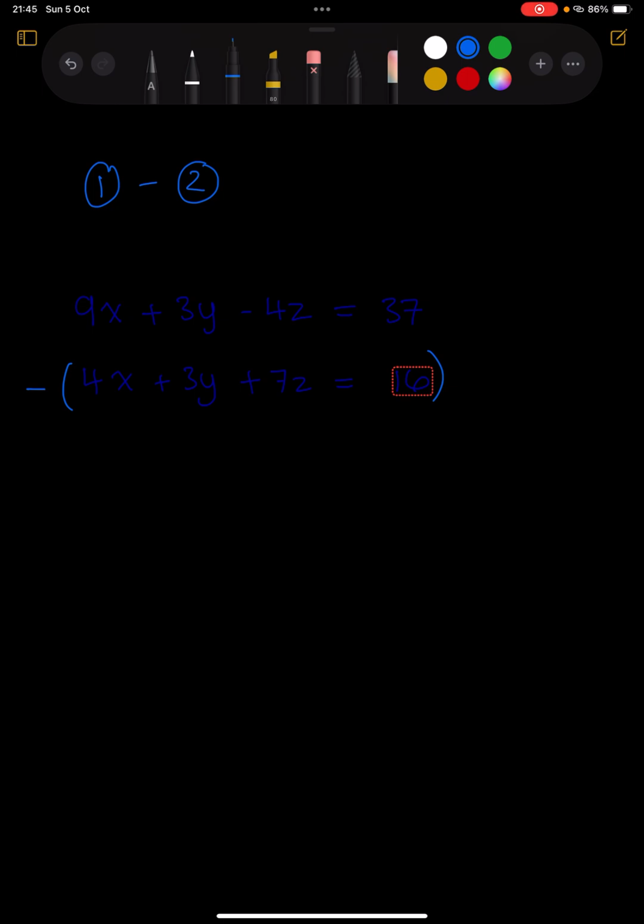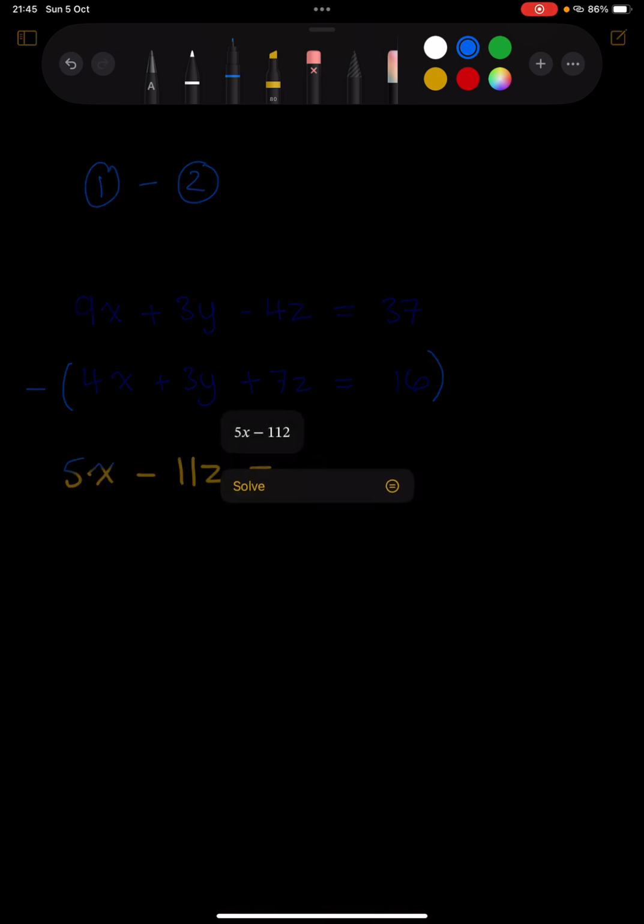So we just start by subtracting like terms. So we have 9x minus 4x gives me 5x. 3y minus 3y is going to give me no y. So that's now eliminated, which is great. That's what we wanted. And then we've got minus 4z minus 7z is going to give me minus 11z is equal to 37 minus 16 is going to give me 21. So now the y is gone.